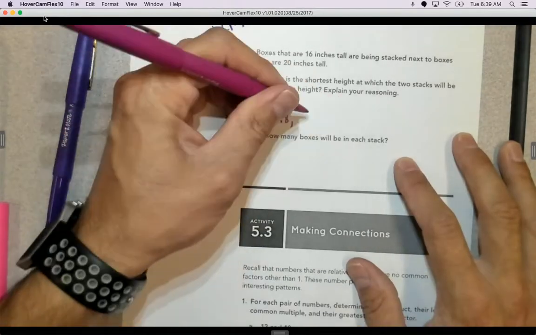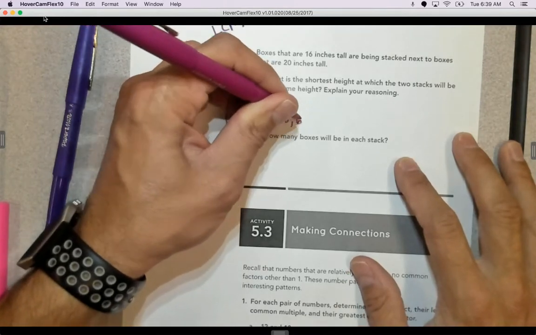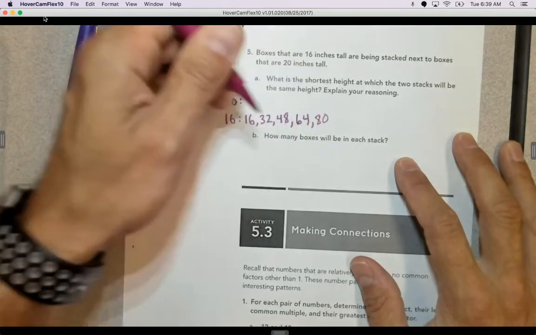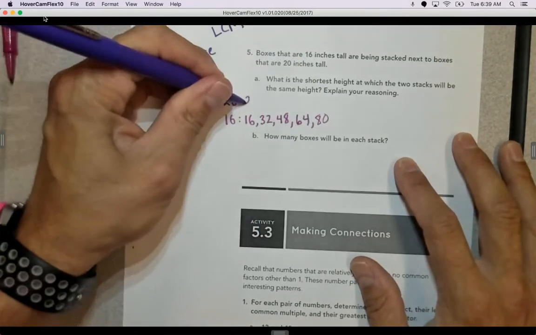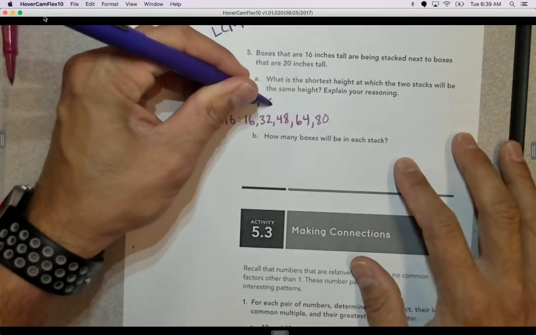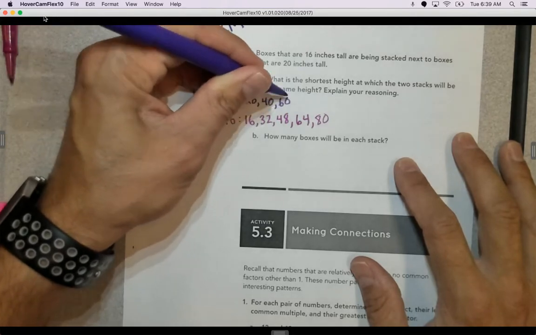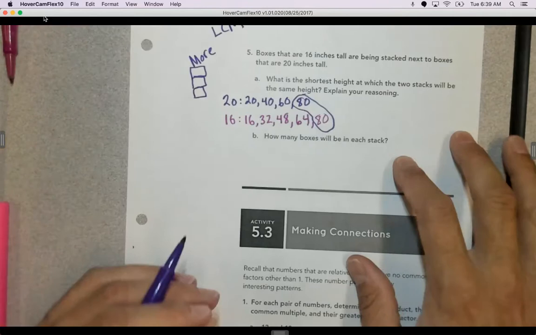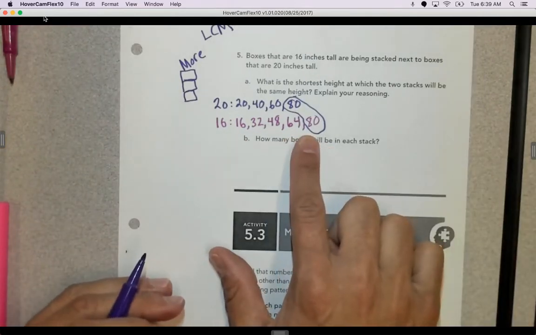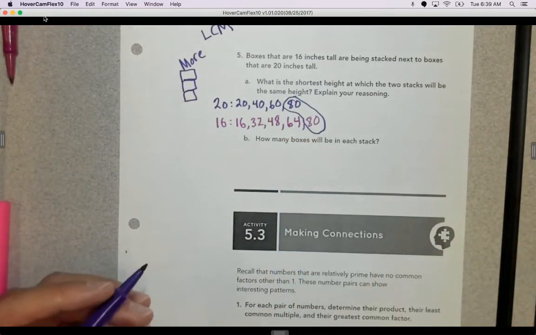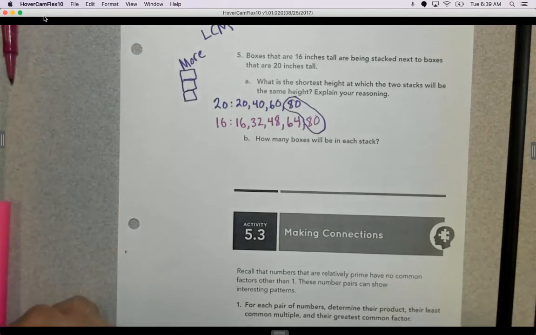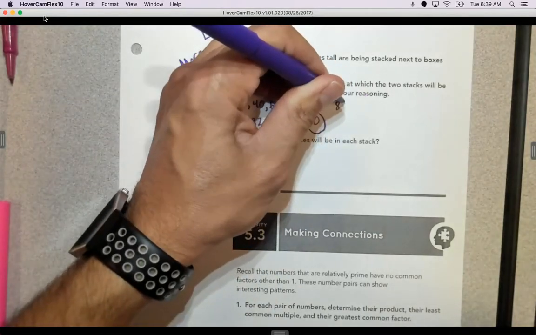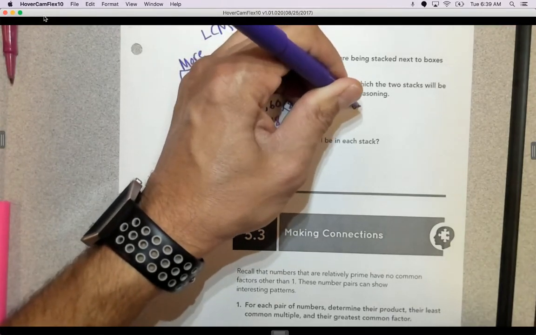58, 68, 64, 74, 84, 80. Now, since I'm really good at listing these, like I can go back and forth and I can get them. I know I was done because I got to a multiple of 20 and I knew that was a multiple of 20. And so 80, because it is the first multiple that appears in both stacks.